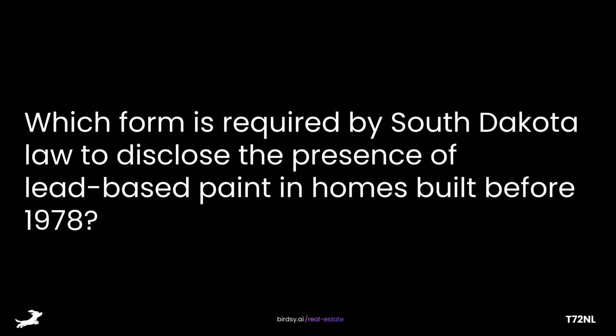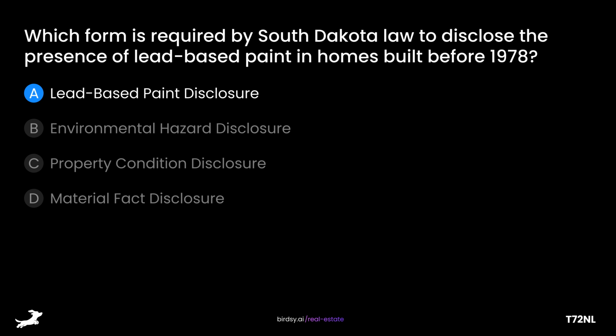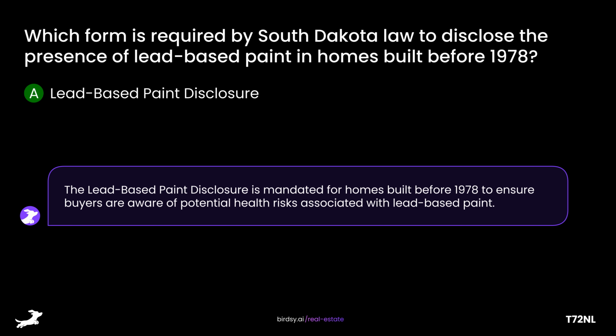Which form is required by South Dakota law to disclose the presence of lead-based paint in homes built before 1978? Is it A, lead-based paint disclosure, B, environmental hazard disclosure, C, property condition disclosure, or D, material fact disclosure? The answer is A, lead-based paint disclosure. The lead-based paint disclosure is mandated for homes built before 1978 to ensure buyers are aware of potential health risks associated with lead-based paint.